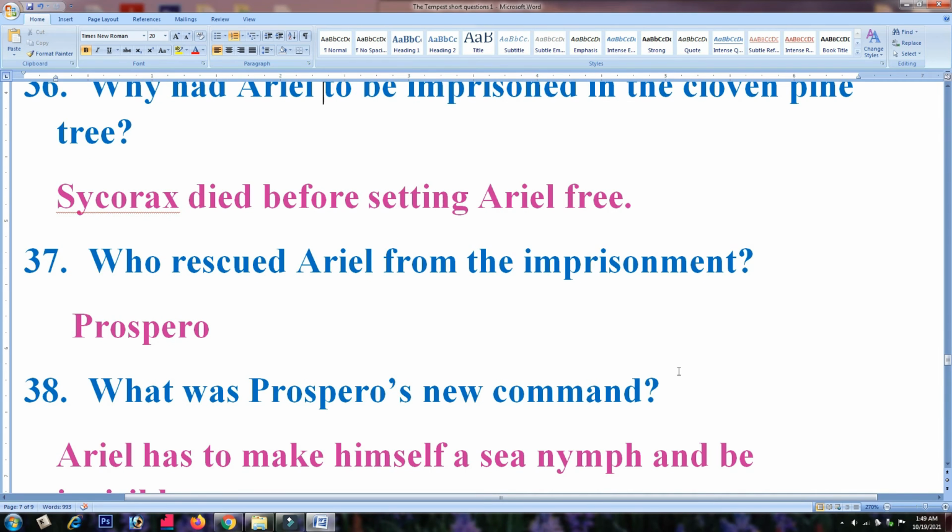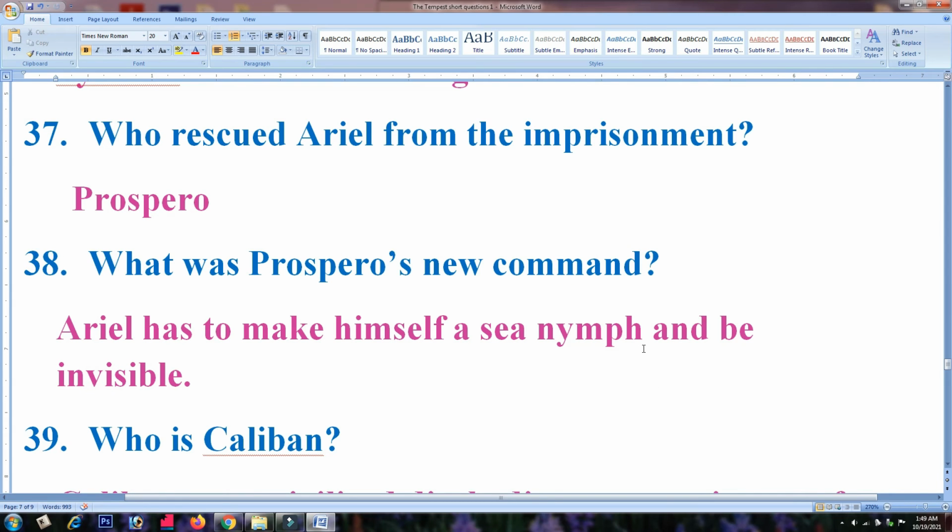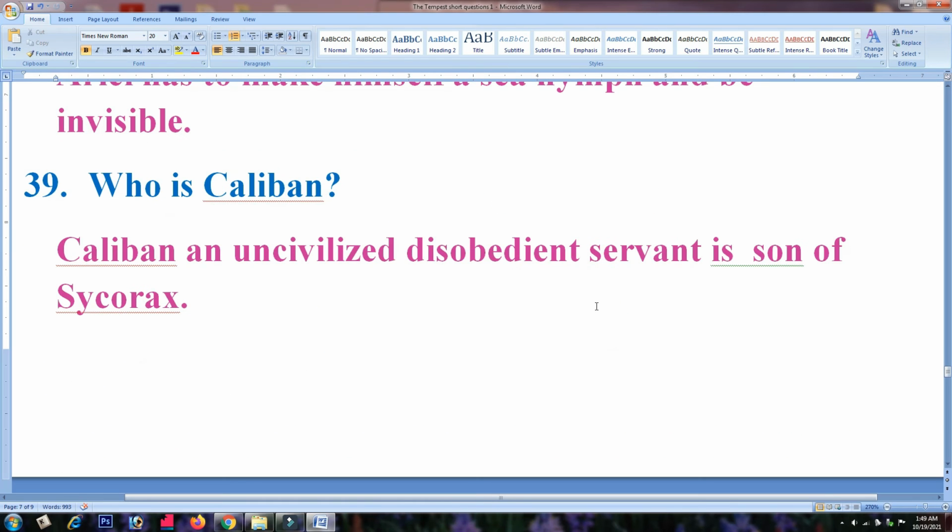Who rescued Ariel from the imprisonment? Prospero. What was Prospero's new command? Ariel has to make himself a sea nymph and be invisible. Who is Caliban? Caliban, an uncivilized and disobedient servant, is the son of Sycorax.